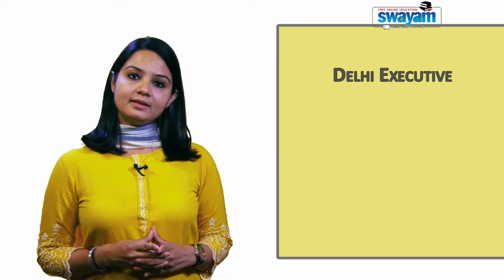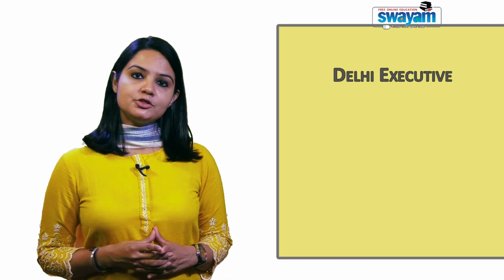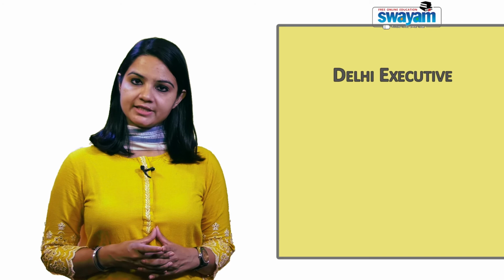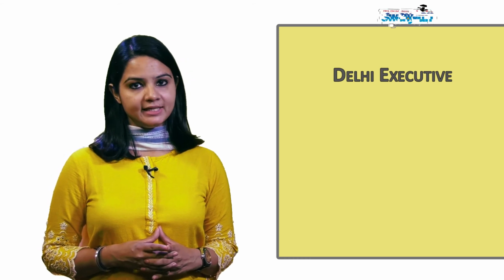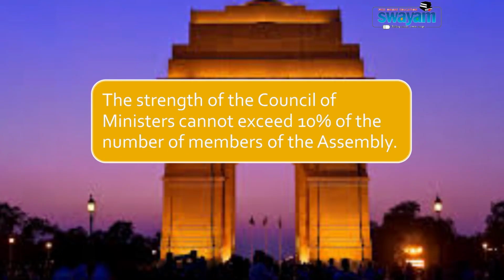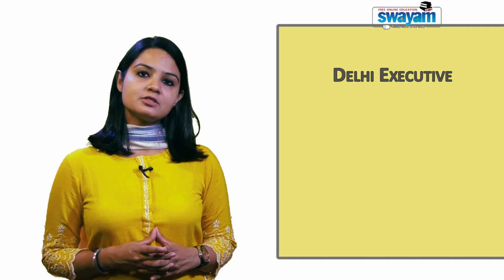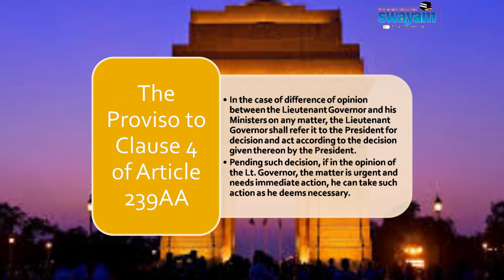Now, this advice that the Council of Ministers provides to the Lieutenant Governor of the National Capital Territory of Delhi extends to matters over which the Legislative Assembly of Delhi has jurisdiction. The Council of Ministers cannot exceed 10% of the number of members of the Legislative Assembly. It is to be noted that in case of any repugnancy between the decision of the Lieutenant Governor and the Council of Ministers on any matter, the same has to be referred to the President for his decision, and the Lieutenant Governor is to act as such.